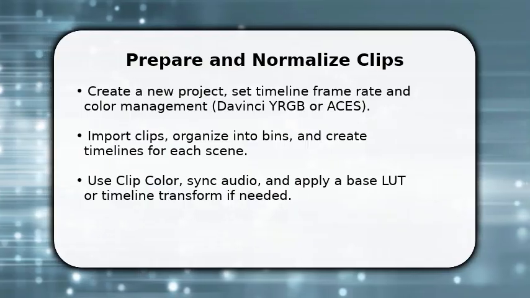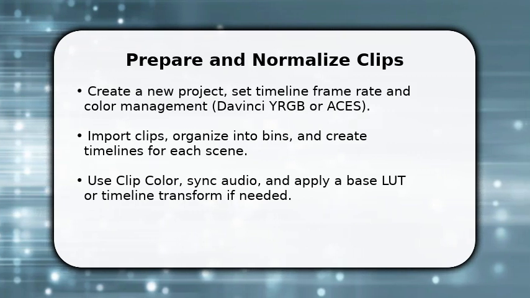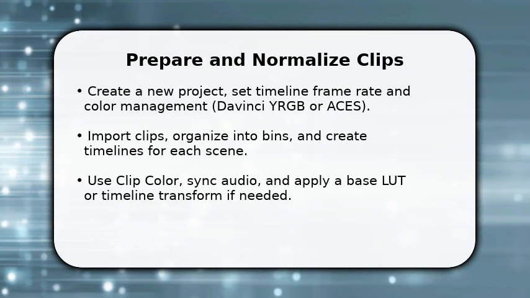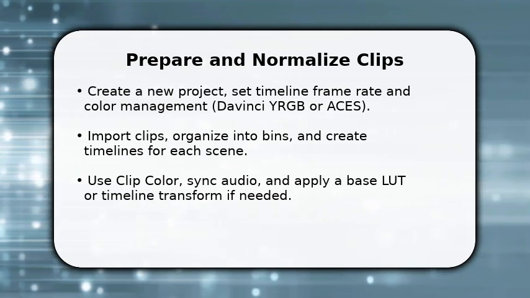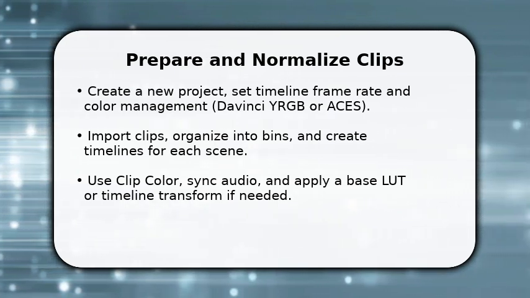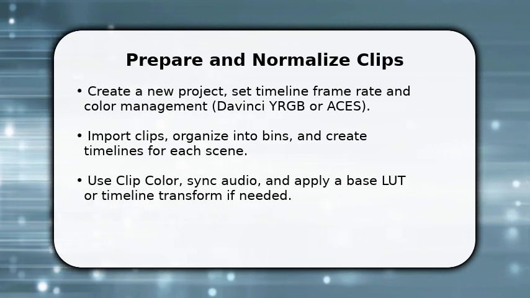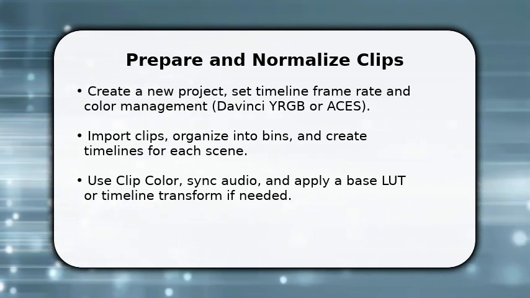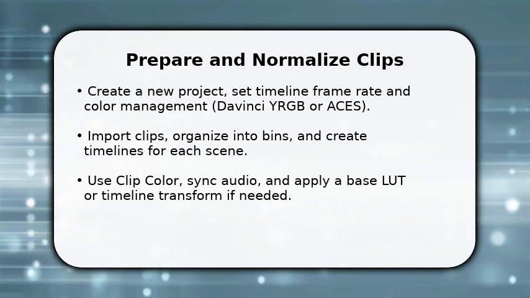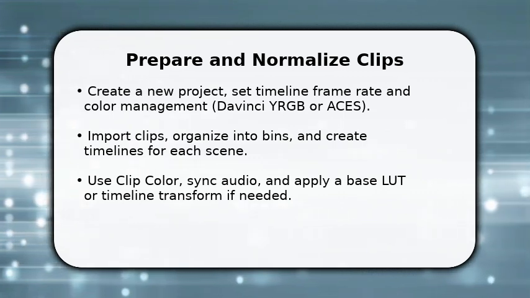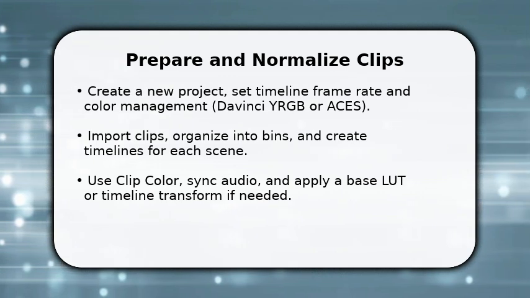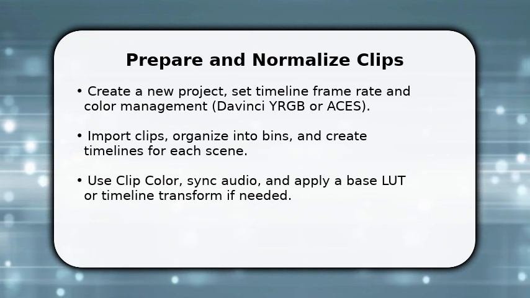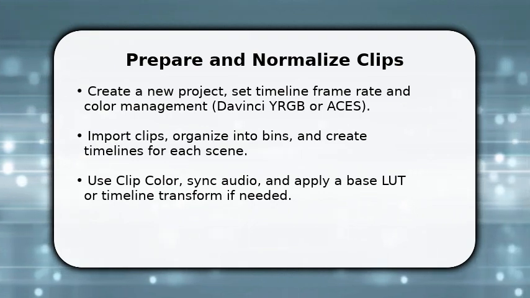You start by normalizing your clips so grading decisions are consistent. Set project color management, choose DaVinci or ACES depending on delivery, and make sure timeline frame rate matches your media. Import and organize footage into bins and timelines, then apply a base LUT or camera transform only if it simplifies matching. Once done, use scopes, waveform, parade, vector scope, to confirm exposure and white balance are within range. This gives you a reliable starting point before primary corrections.